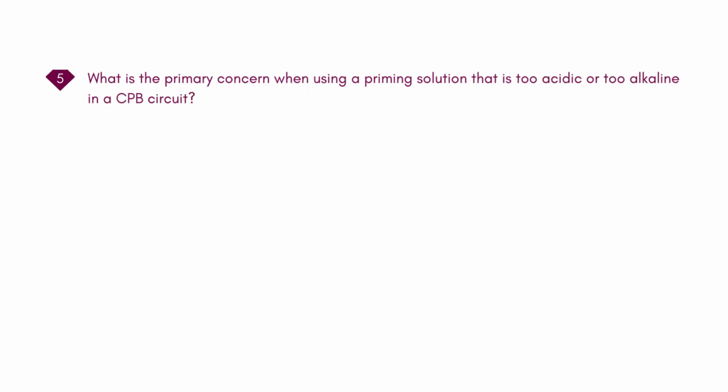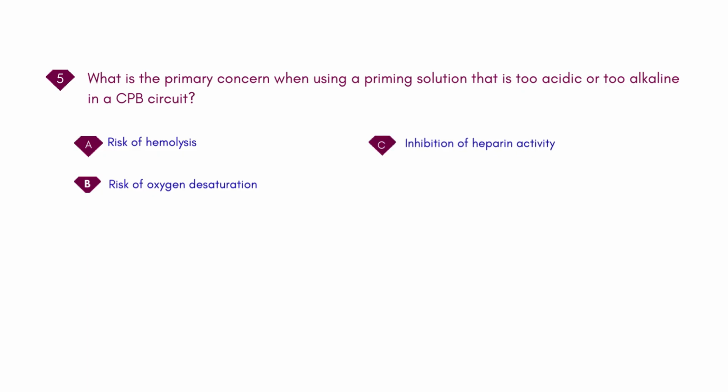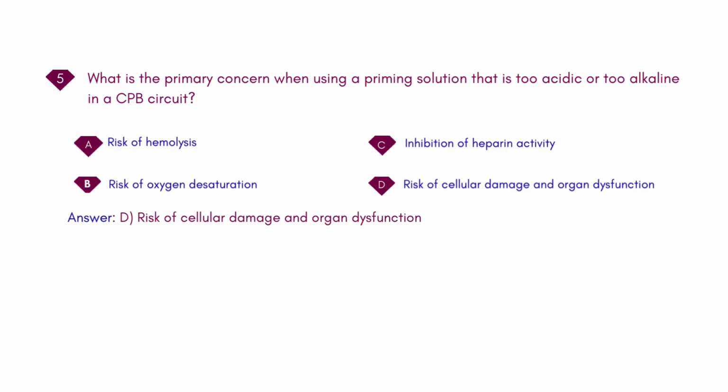What is the primary concern when using a priming solution that is too acidic or too alkaline in a CPB circuit? A. Risk of hemolysis. B. Risk of oxygen desaturation. C. Inhibition of heparin activity. D. Risk of cellular damage and organ dysfunction. Answer: D. Risk of cellular damage and organ dysfunction.